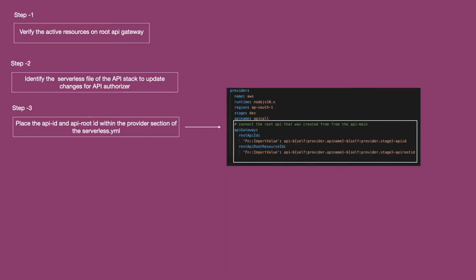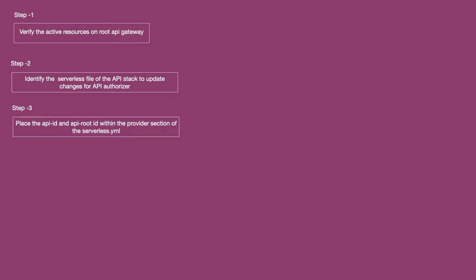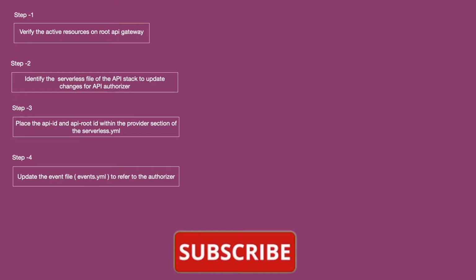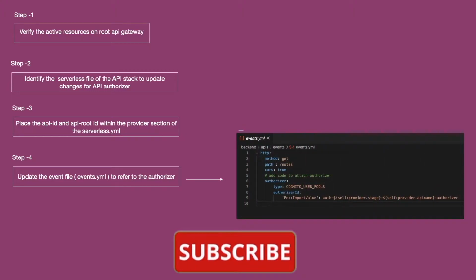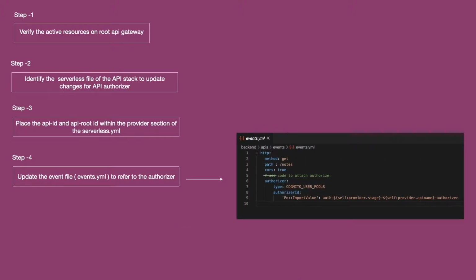And on this step number 4, we will identify where within the events.yaml file we can place the authorizer for our API. Let's have a look. Right now you are seeing the events.yaml file, and here after the core section we have placed the Cognito authorizer declaration.